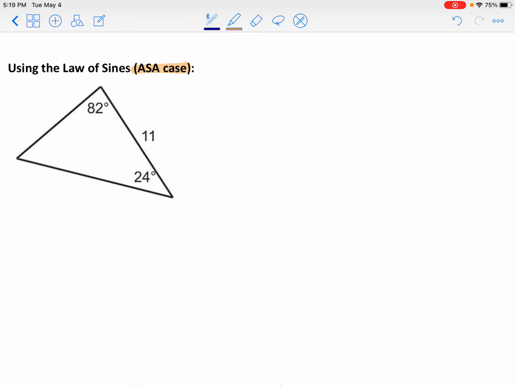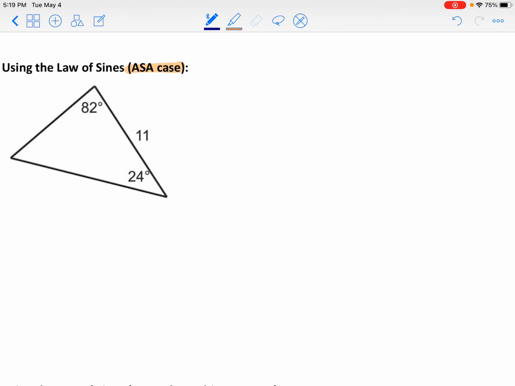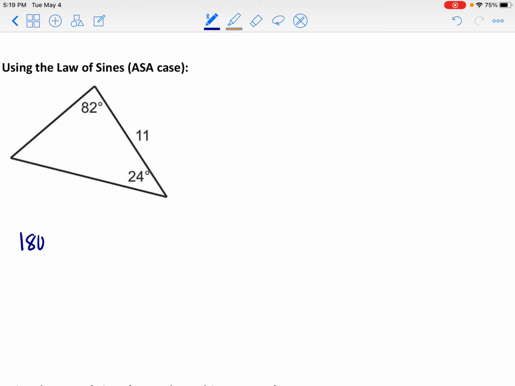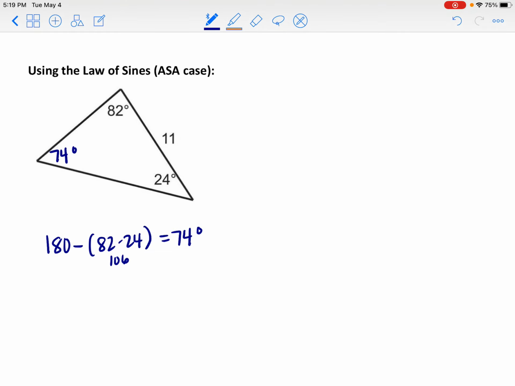So in this case, we're going to do basically the same thing that we just did. We already know two of the angles, which guarantees us our third angle. 180 degrees total in a triangle. If I take out the 82 and 24, that's already in there. That's what, 106? So that means left over, I have a 74 degree angle. So I know 74 is going to go in there. And I'm going to just call this A, I'm going to call this B, I'm going to call this C.